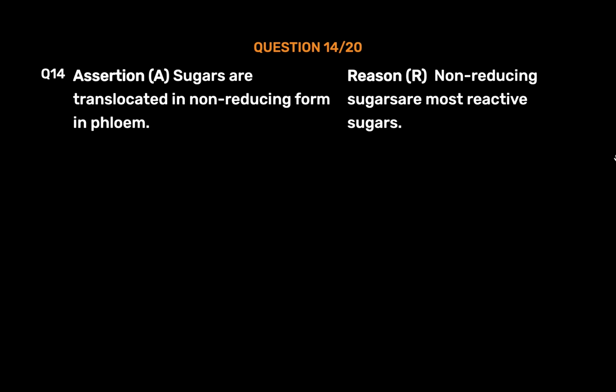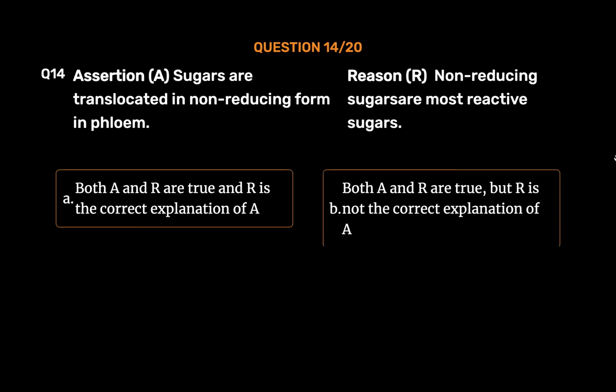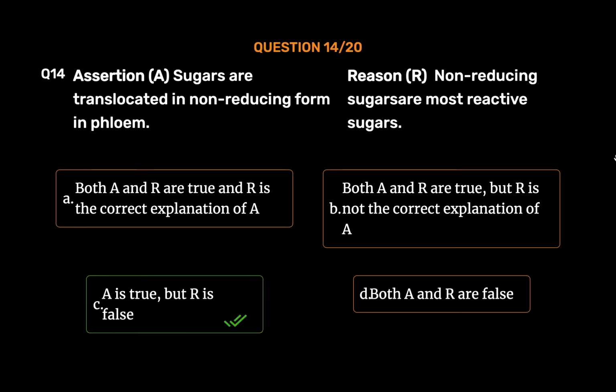Question number 14. Assertion A. Sugars are translocated in non-reducing form in phloem. Reason R. Non-reducing sugars are most reactive sugars. Option A. Both A and R are true and R is the correct explanation of A. Option B. Both A and R are true, but R is not the correct explanation of A. Option C. A is true, but R is false. Option D. Both A and R are false.